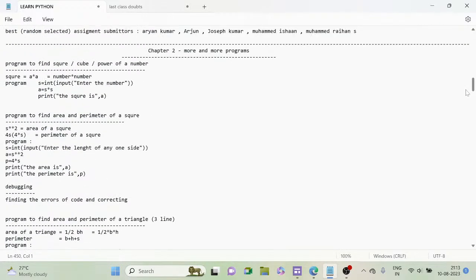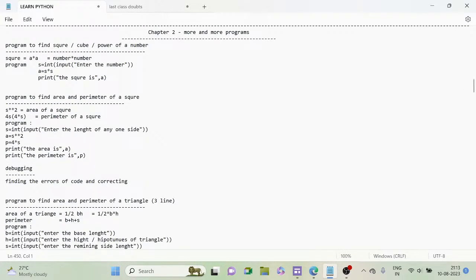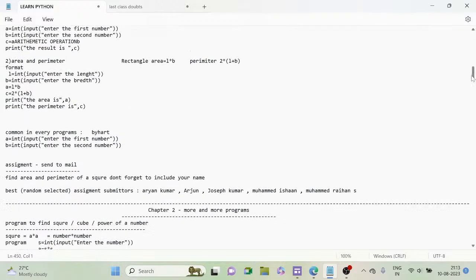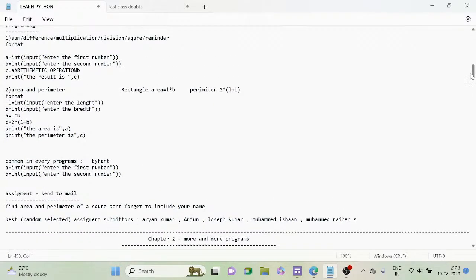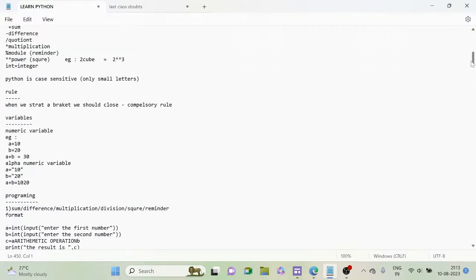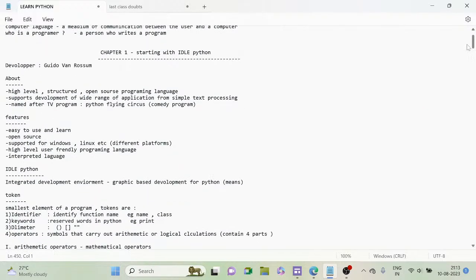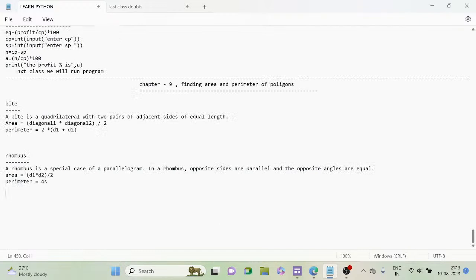All of you get ready for that also. We have done square and triangle only. Actually, I think the rectangle we have done, yes, in chapter 1, starting with Python. Okay, so now let's go with the first program.